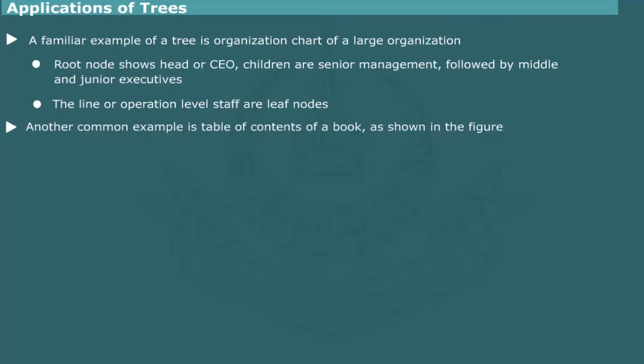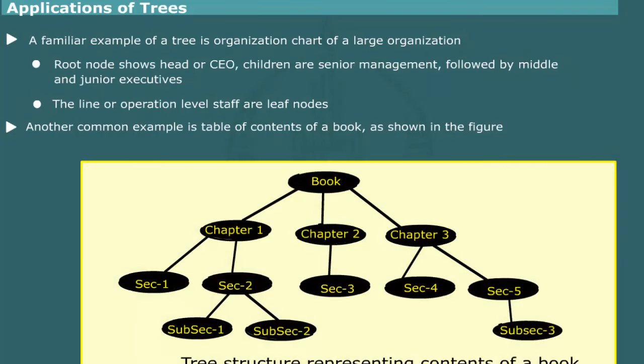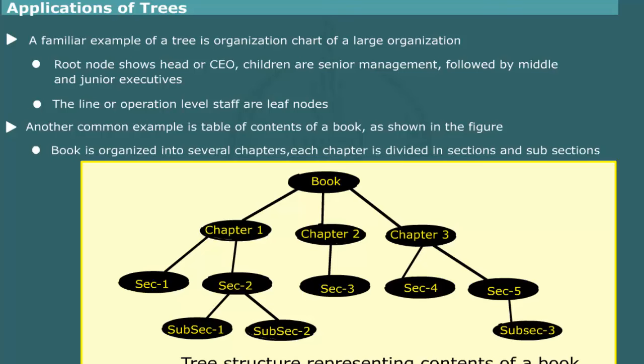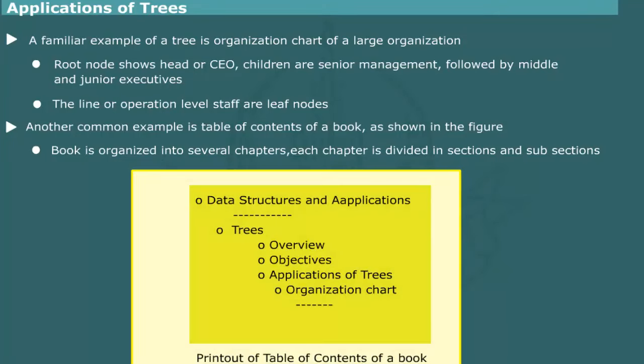Another common example of a tree data structure is the table of contents of a book or a document as shown in figure. The title of the book is at the root. The book is generally organized into several chapters. Each chapter may be further organized into sections, and the sections may in turn be divided into subsections. Using one of the tree algorithms, we can print the table of contents of the book with chapters, sections, and subsections appropriately indented as shown.